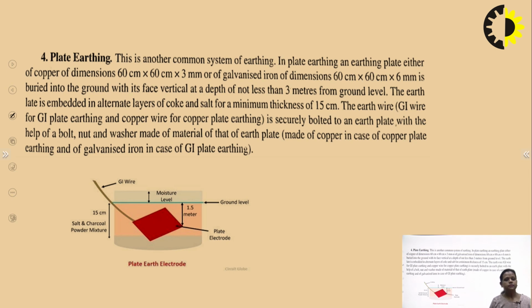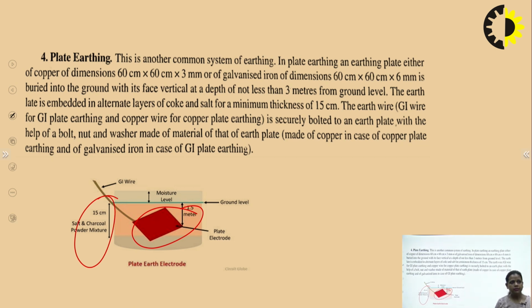This is another common system of earthing. In plate earthing, an earthing plate either of copper of dimension 60 centimeter into 60 into 3 mm or of galvanized iron of dimension 60 into 60 into 6 mm is buried into the ground, as you can see here, with its face vertical at a depth of not less than 3 meters from the ground level. The earth plate is embedded in alternate layers of coke and salt for a minimum thickness of 15 centimeter.